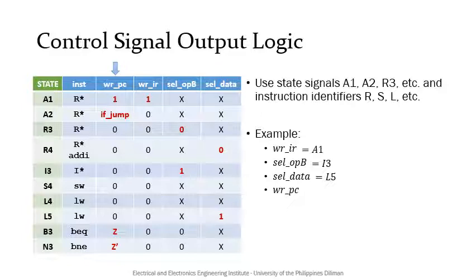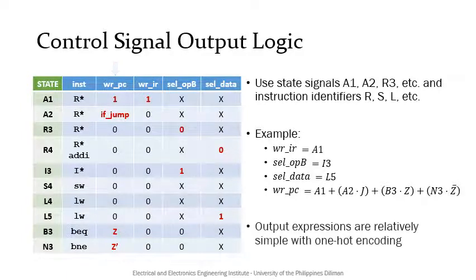Now, going for a more challenging one, what should be the expression for write PC? The answer is A1 or A2 and J or B3 and Z or N3 and Z prime. We can thus say that the output expressions are relatively simple and straightforward to determine with one-hot encoding.